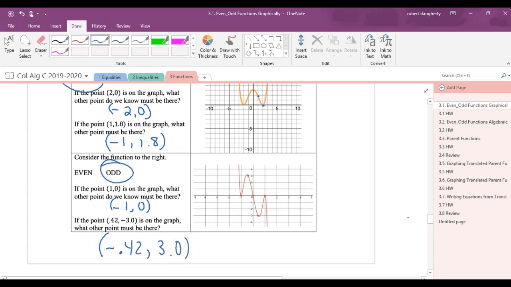So 0.42, negative 3, that's going to be this point right here. If 0.42, negative 3 is on this graph, then negative 0.42, positive 3 has to be on this graph, okay? So with even, you get the same y values. With odd, you'll get the opposite values.